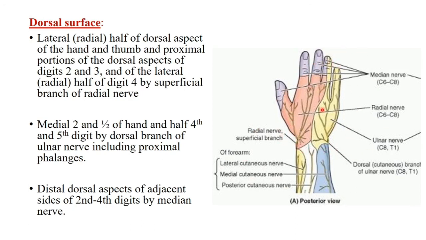I am repeating again: on the dorsal aspect, the lateral half of the hand is supplied by the radial nerve and the medial half of the hand is supplied by the ulnar nerve. Then on the dorsal aspect, the proximal portions of the first, second, third and half of the fourth are supplied by the radial nerve, while the whole of the fifth and half of the fourth are supplied by the ulnar nerve. The distal portions of the first, second, third and half of the fourth are supplied by the median nerve. So this is about the cutaneous supply of the hand.